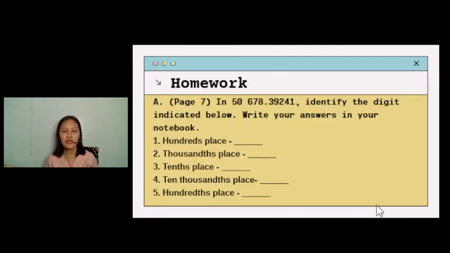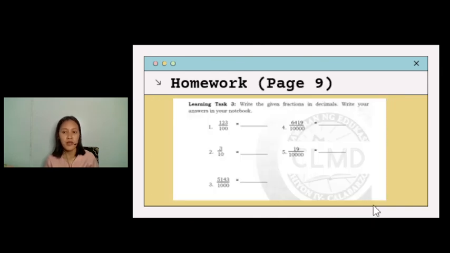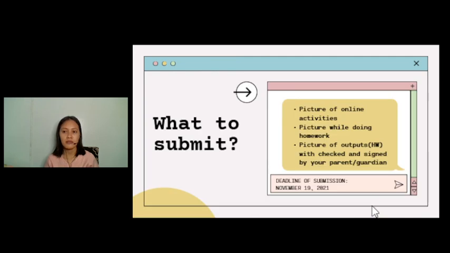For your homework, we have 2 sets of homework. The first one is on page 7 on your module. So, kindly write your answer only. So, sagot na lang po. No need to copy the given. And then, on page 9, Learning Task 3. Again, answer na lamang po ang inyong isusulat.